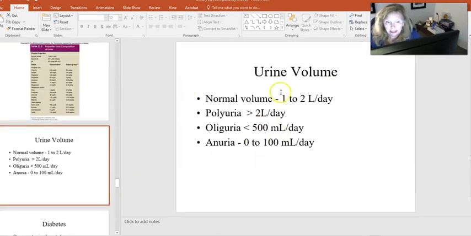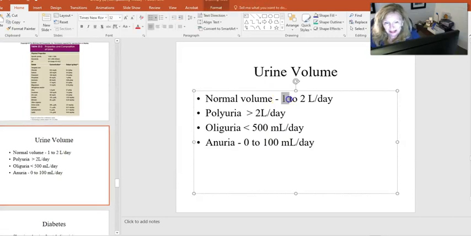When we think about normal output, I would like this to say 1.5. 1 is getting a little low. 1.5 to 2 liters a day. Poly means excessive, right? So too much urine is over 2 liters a day. Oliguria is you're beginning to have too little, so about a half a liter. This 500 mLs is a half a liter, right? A half a liter a day.